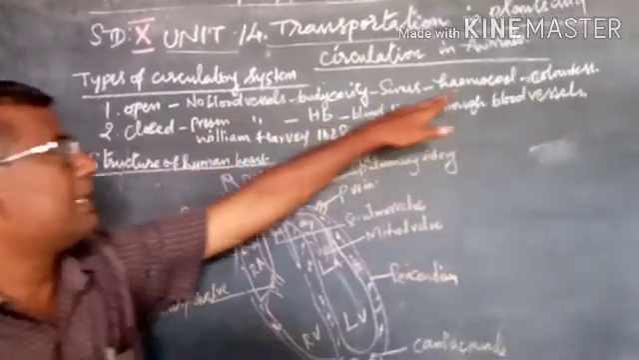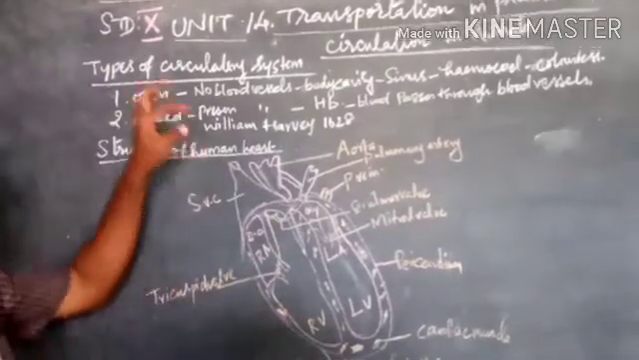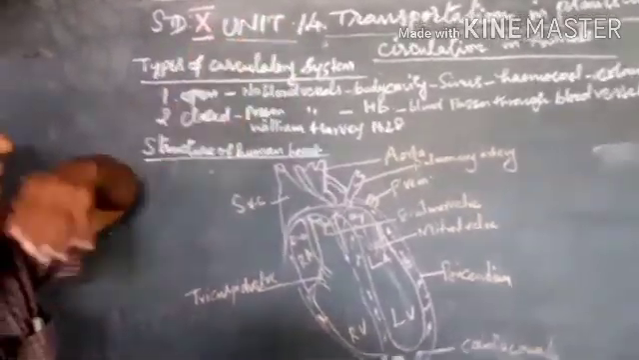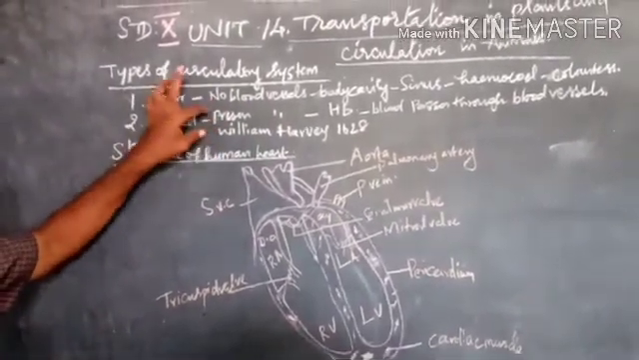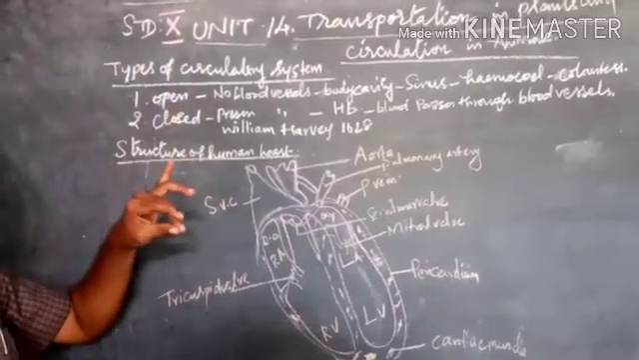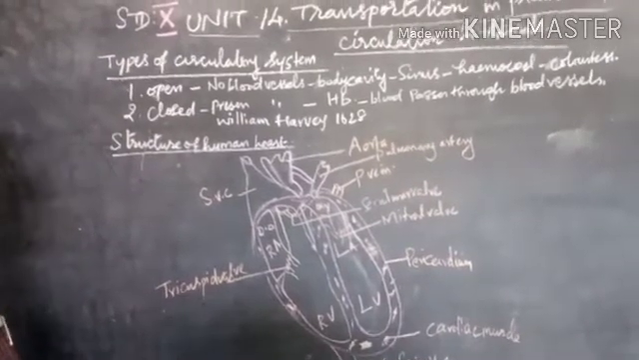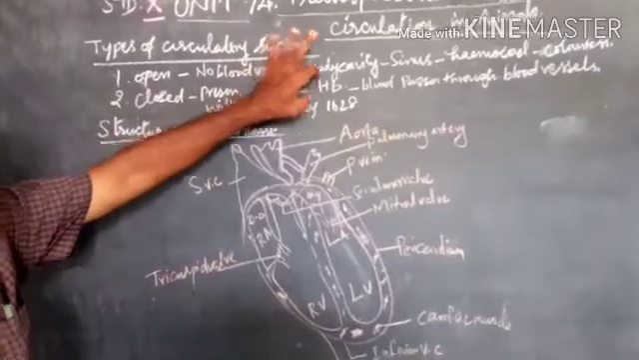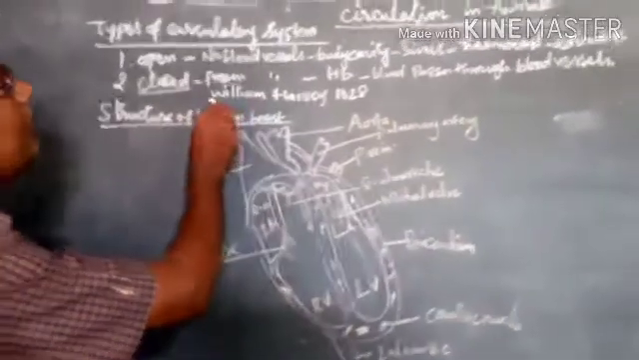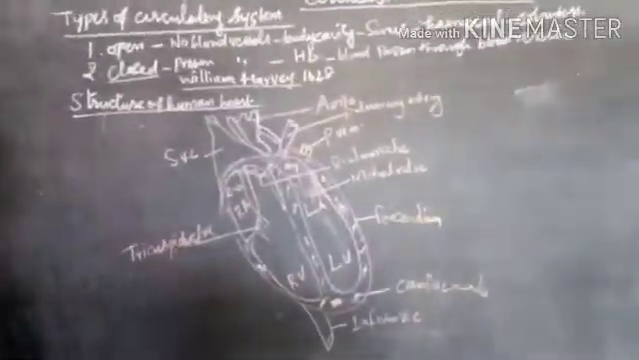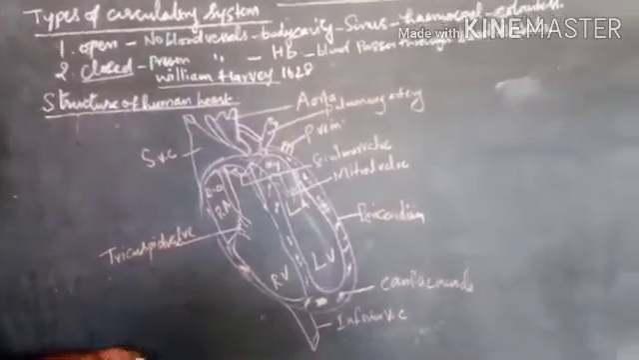The blood is called hemolymph, which is colorless because there is no blood pigment; hemoglobin is absent in the open circulatory system. The next one is the closed circulatory system. The blood vessels are present. The blood flows through the arteries and veins by means of small blood capillaries. Hemoglobin is present. The closed system was first discovered by William Harvey in 1628. Understand? Then we will talk about the structure of the human heart.